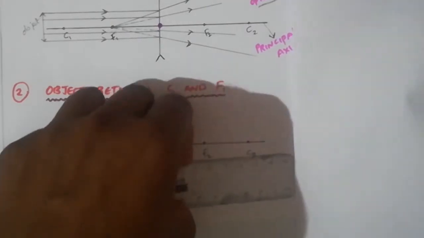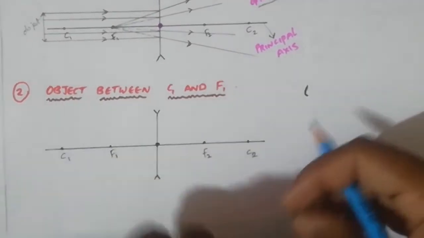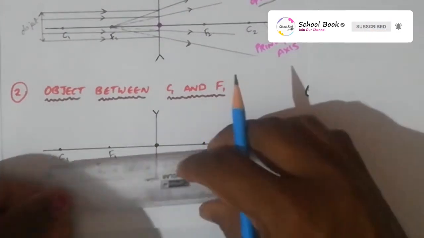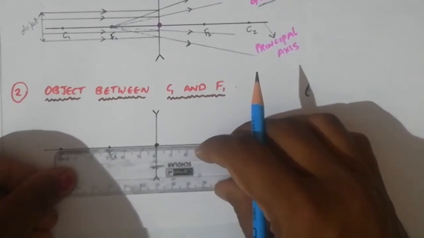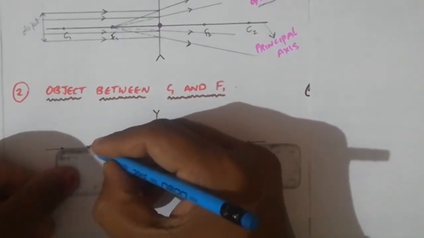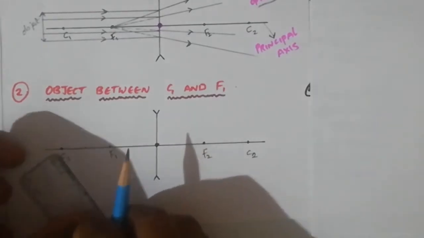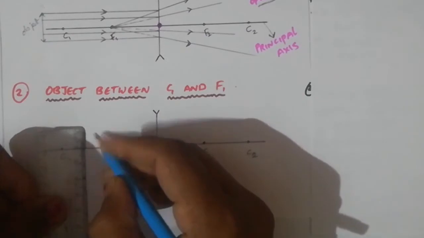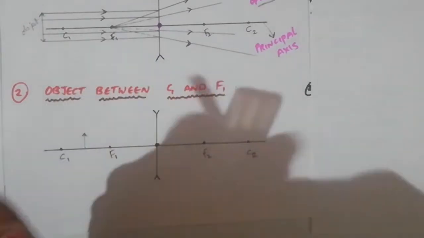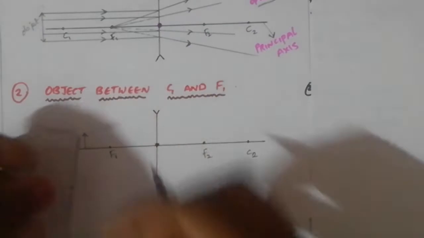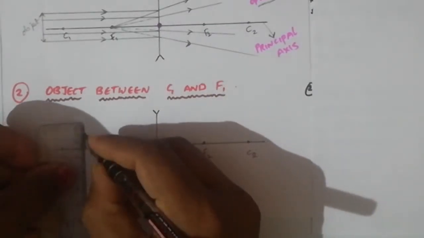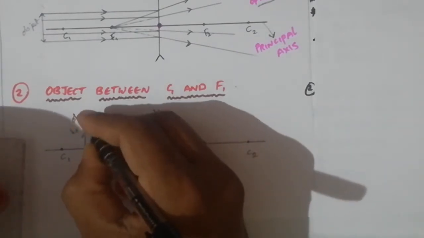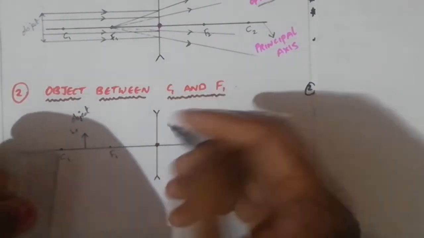Now coming to the second position, when the object is placed between C1 and F1. Between C1 and F1 I have taken a 3 centimeter gap, so I'm placing the object exactly at 1.5. I'm taking the height of the object as 1 centimeter, HO, that is the object size.